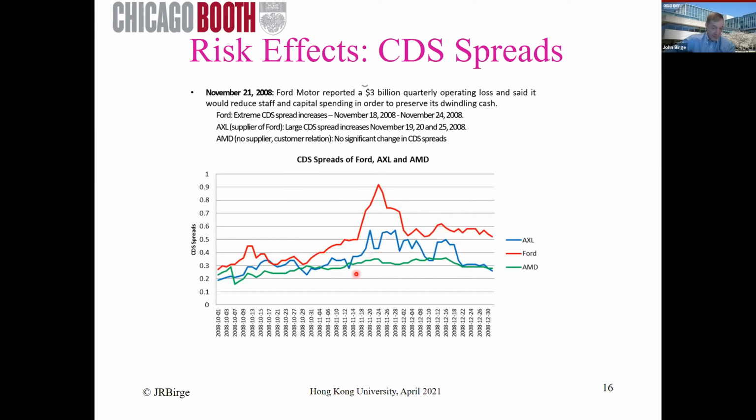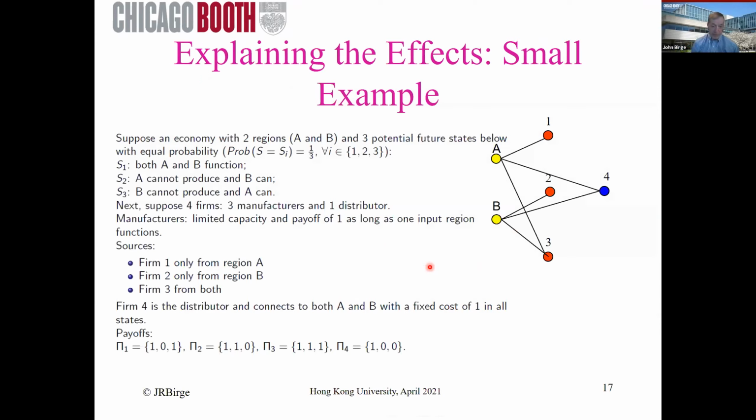However, AMD in this case, not being a significant supplier of the automotive industry, basically is unaffected. So what it appears is that a shock to a customer leads to a shock to a supplier, but for non-significant suppliers, there's no impact. Okay, so that's a little bit of this empirical observation. Now let me try to put this into a model and give you some implications from that.